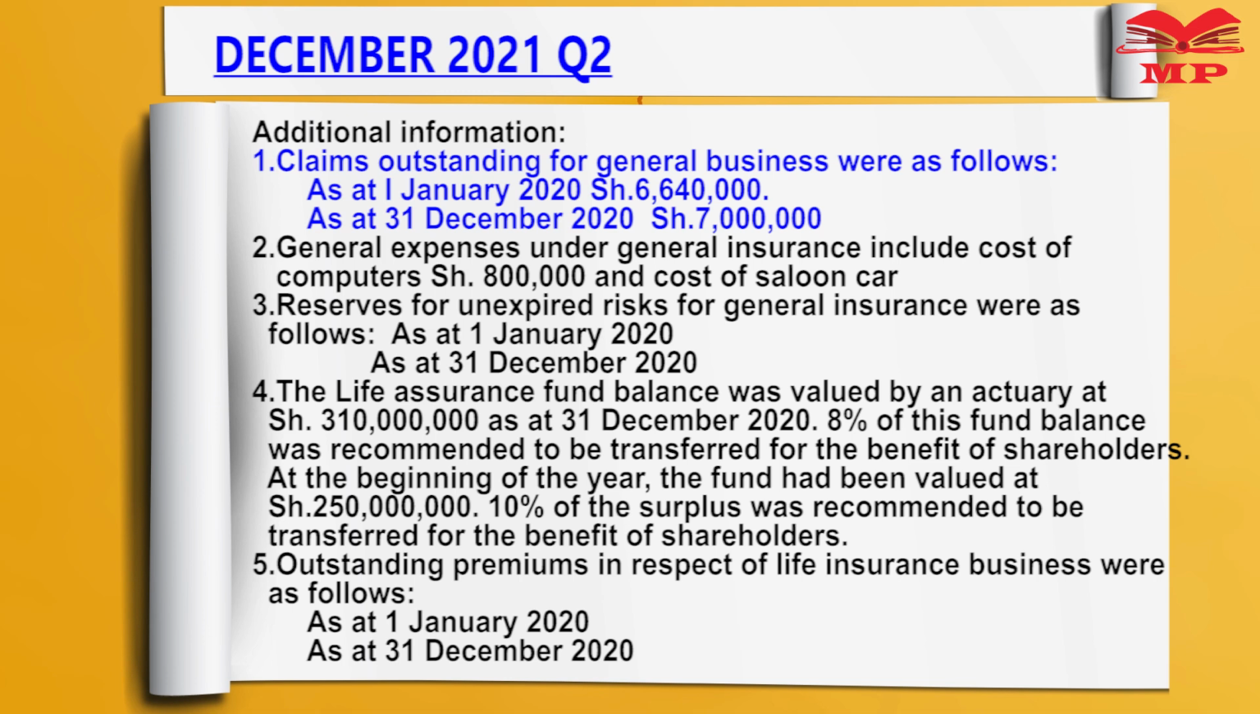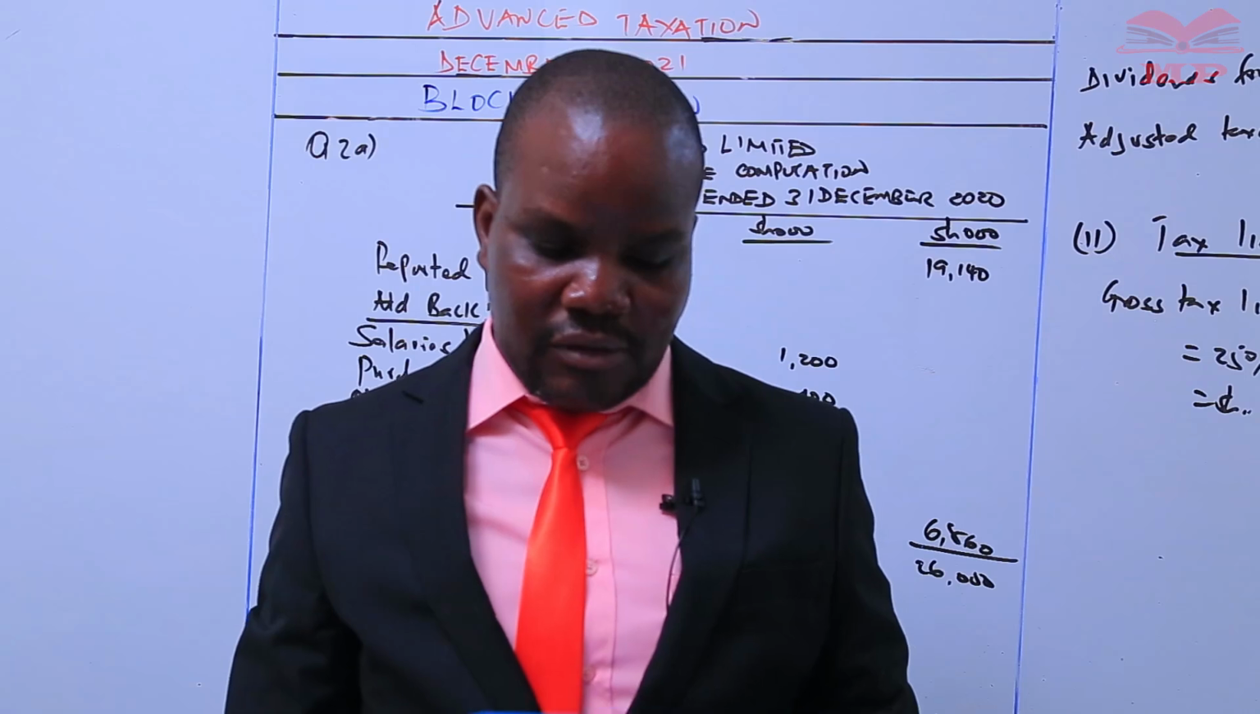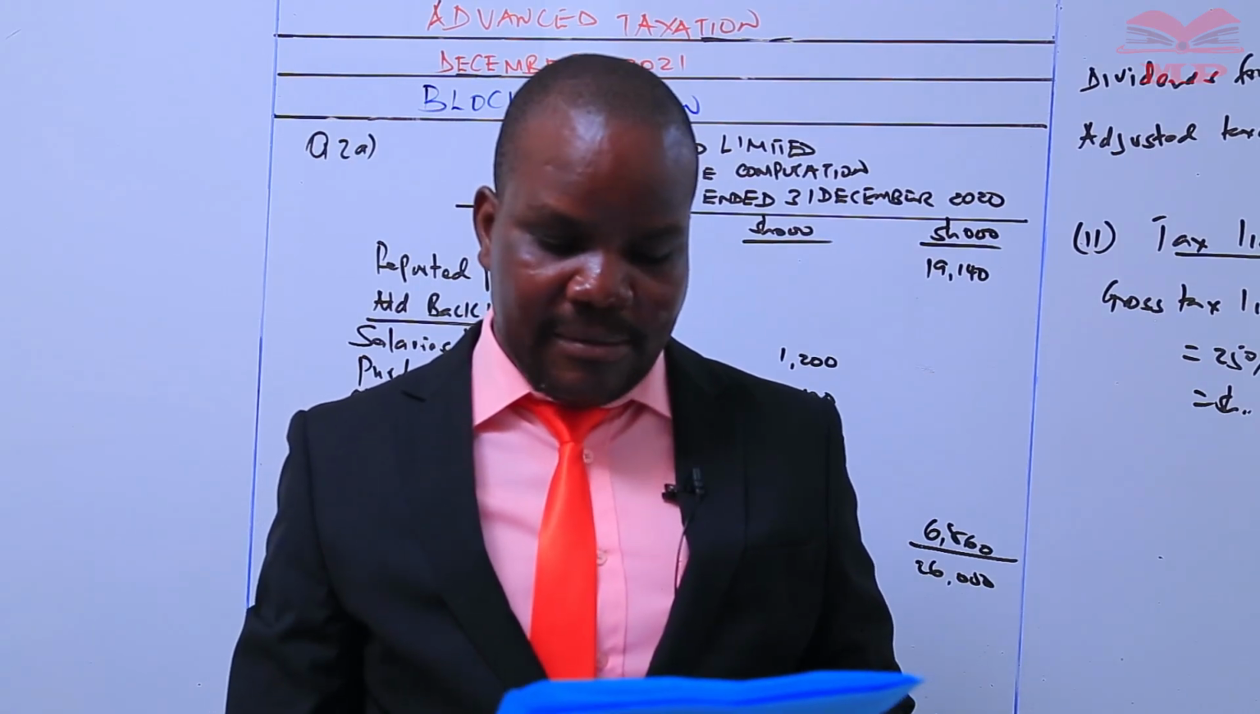1. As at 1st January 2020, that is at the beginning of the year, 6.64 million shillings. That is claims outstanding at the beginning of the year. 2 is claims outstanding as at 31st December 2020 of 7 million shillings. That is outstanding claims at the end of the year for general insurance. So what we shall do is simple. We shall have to adjust the claims account as required so that we determine the allowable claims for the year 2020.